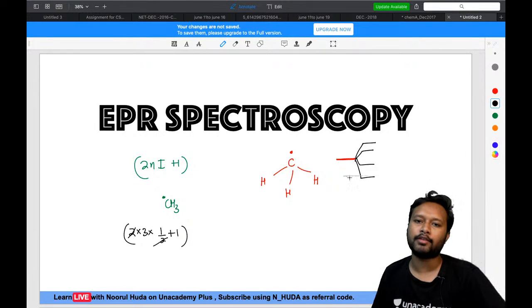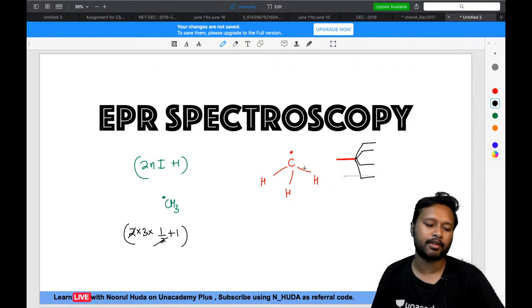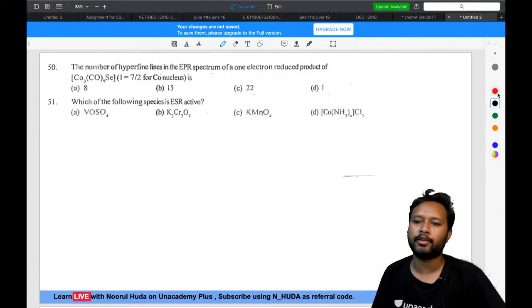This is called fine splitting, the one which is caused just by the adjacent atom. There are different types of splitting. One is called fine splitting, and one is called hyperfine splitting. We'll look at that. Generally questions are asked from these topics only. So let's take the first question in this class.